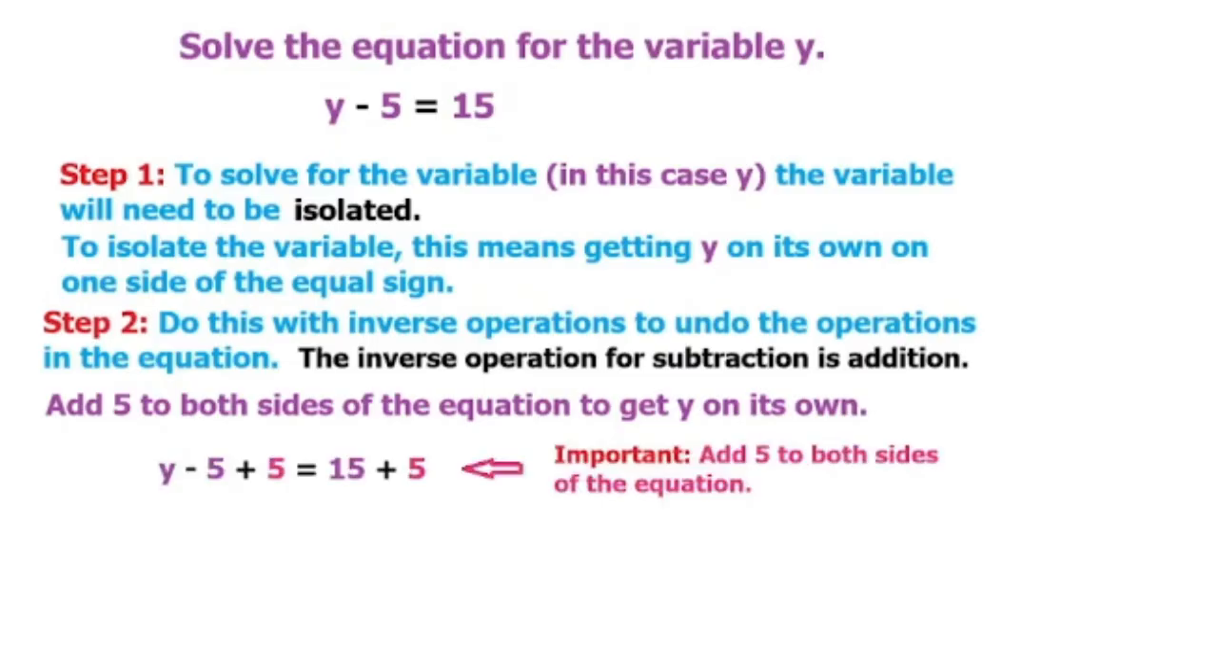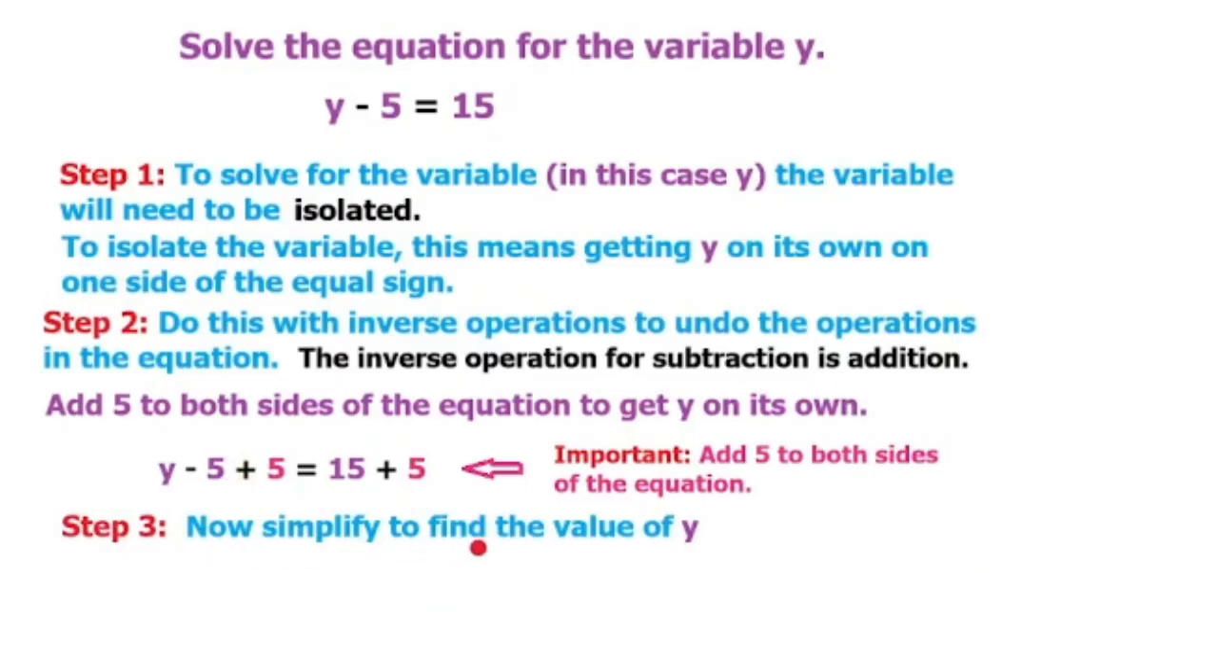So how's that going to look? That'll look like this. y minus 5, which is what we started off with. Then we add 5 to undo this so that we could get y by itself. But because we're adding 5 to this side of the equal sign, we need to add 5 to this side of the equal sign. It is important to do the same operation to both sides of the equal sign.